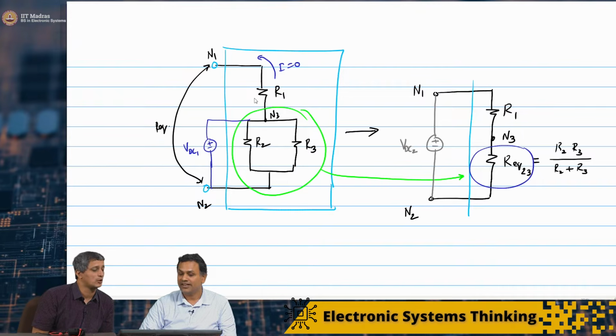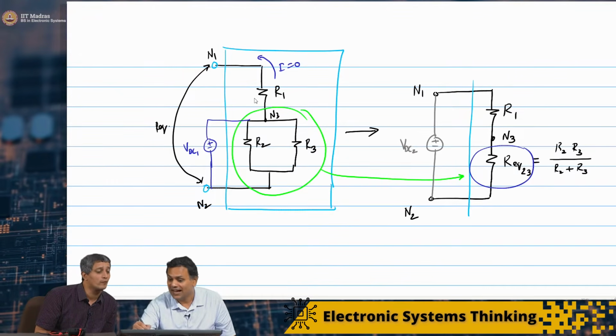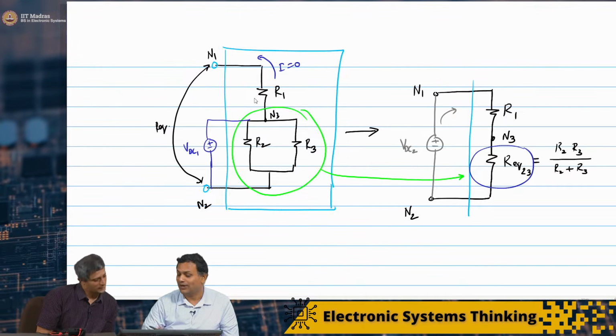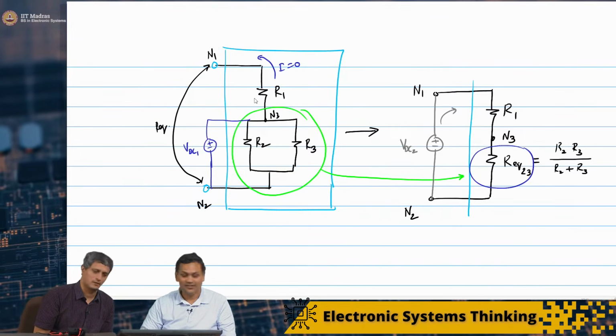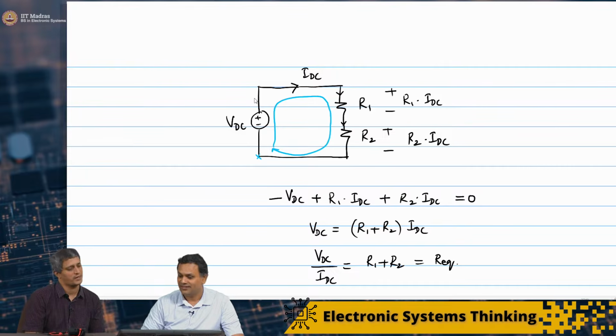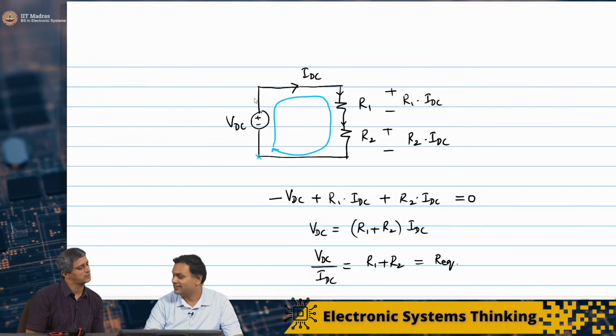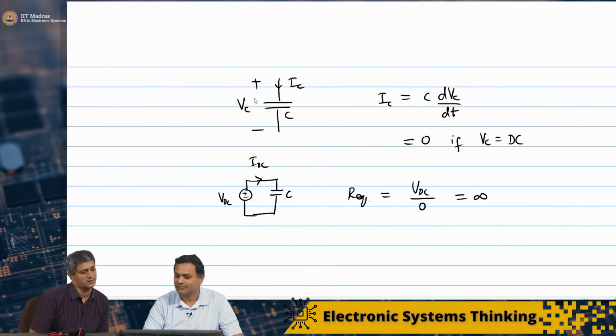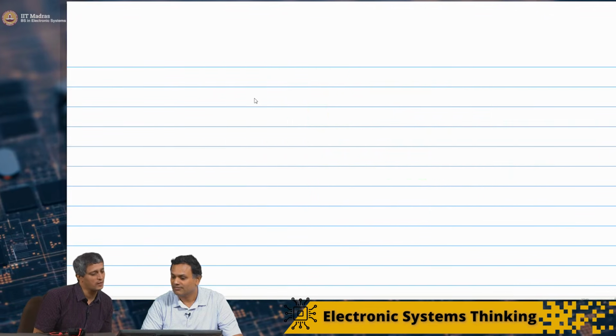Now I know that there will be some current IDC2, but actually I already recognize this circuit. It looks like a series combination, the first circuit that we looked at. The series resistance is nothing but the sum of the two resistances. So that is just going to be R1 plus the equivalent resistance.